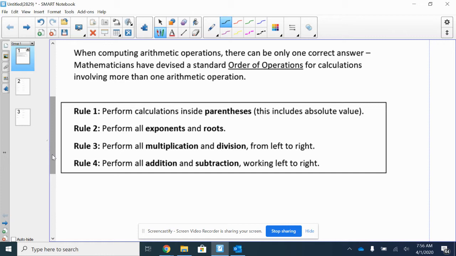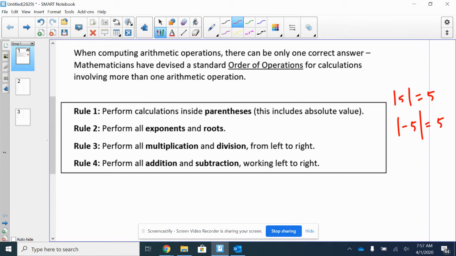I tend to put the rules into these 4 areas. The first rule is you're going to perform calculations inside the parentheses, and this includes absolute value. Just a review on absolute value: these are the straight lines. This is the absolute value of 5, which is 5, or the absolute value of -5, which is also 5. Absolute value really just means the distance to 0, so it will always be positive if there's no symbol on the outside. Whatever's on the inside will just be the positive value of that number.